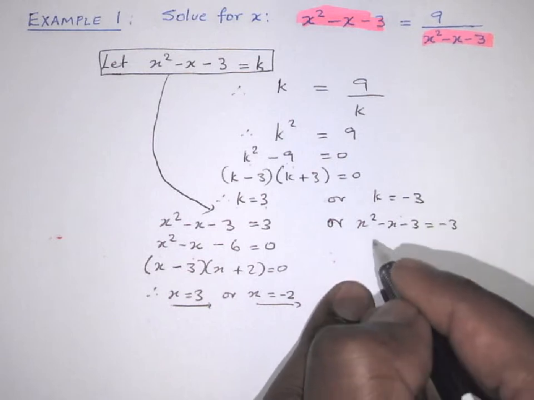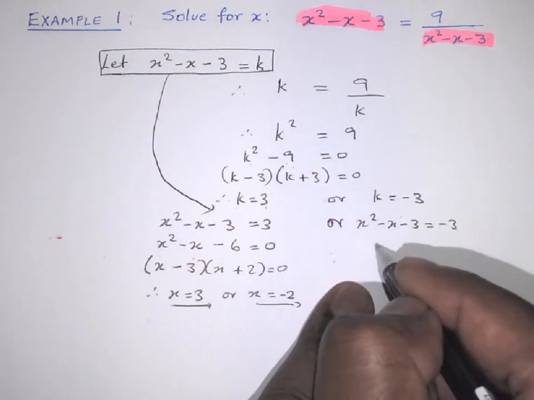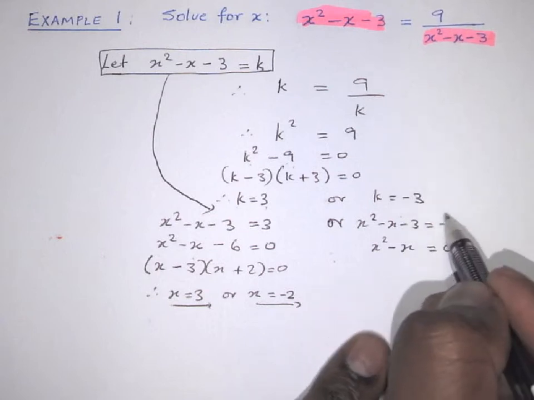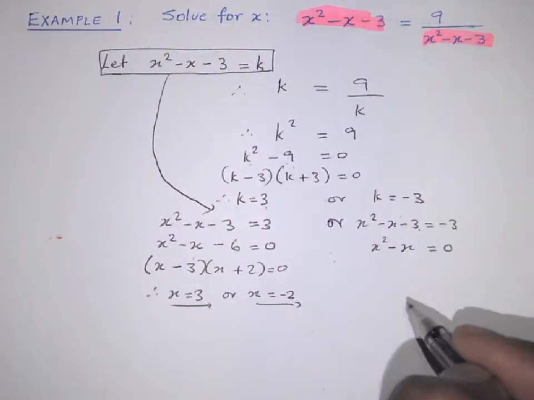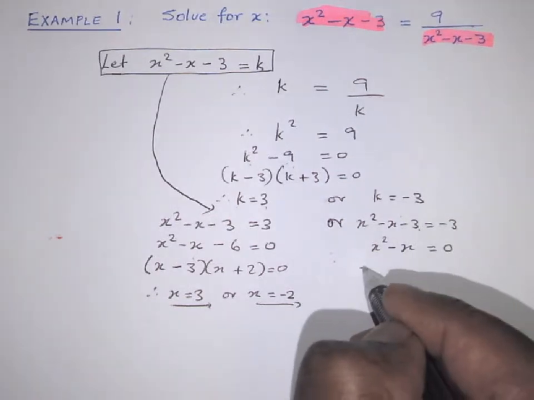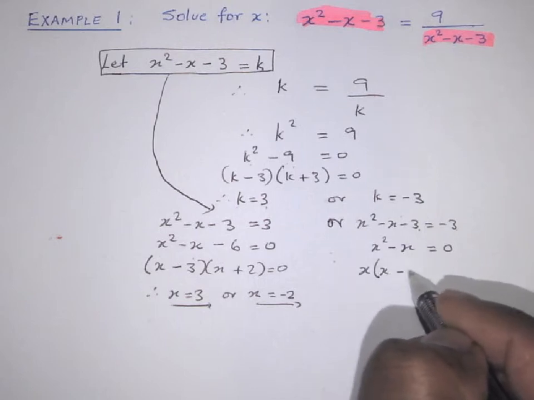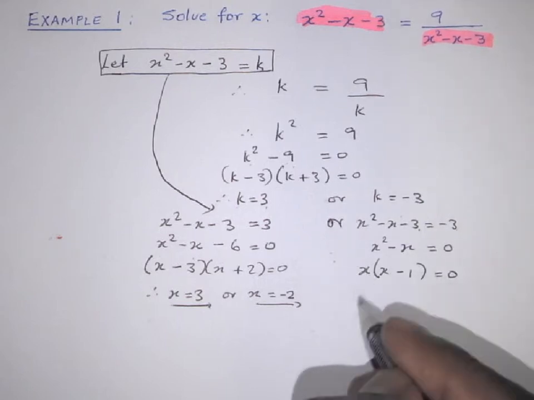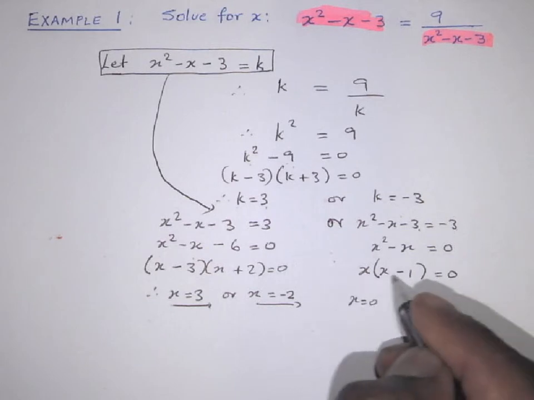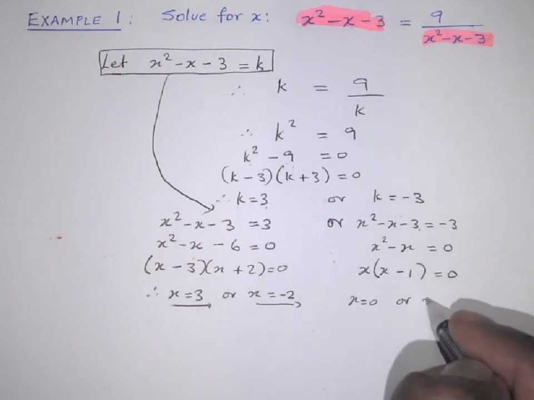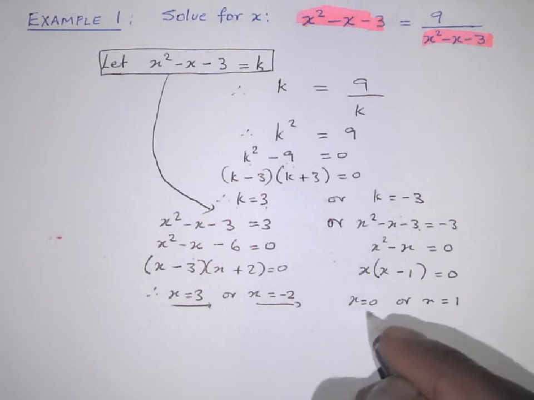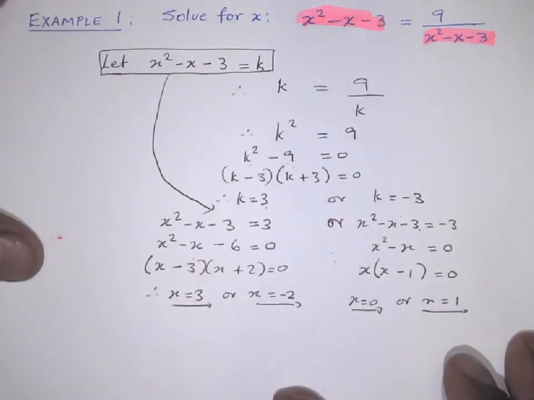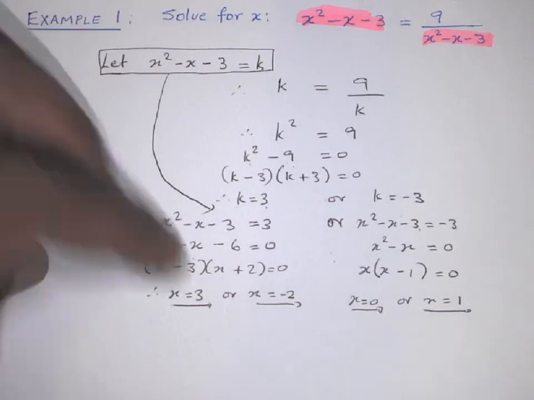But when k is minus 3, we take this minus 3 across. We end up with x squared minus x equals 0, because minus 3 becomes plus 3 and cancels off. Now factorizing this, I get x into x minus 1 equals 0. So x is 0, and x equals 1. So we've got 4 values of x when we solve that. So simple. Let's look at another example.